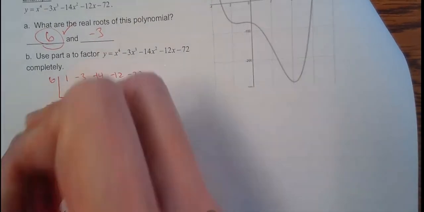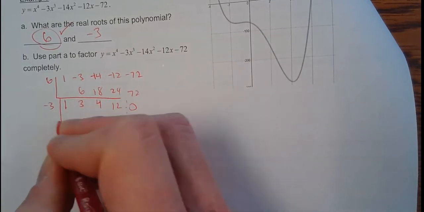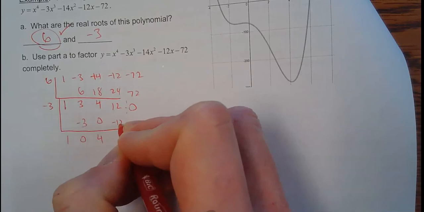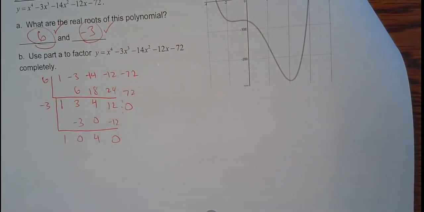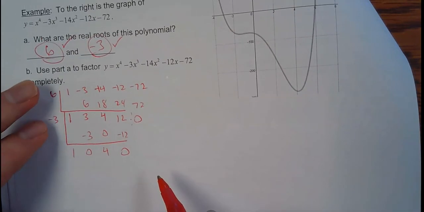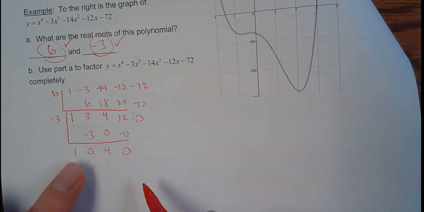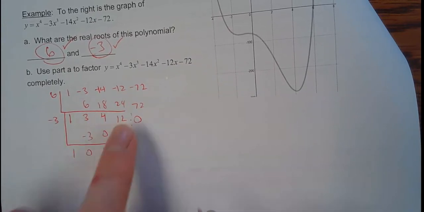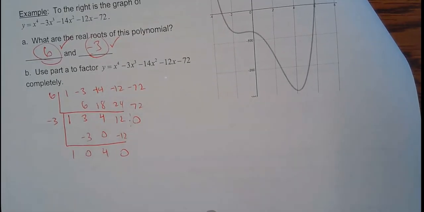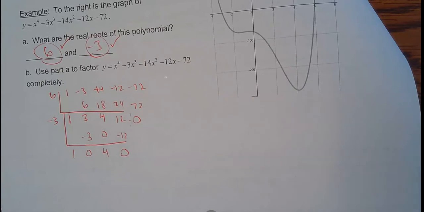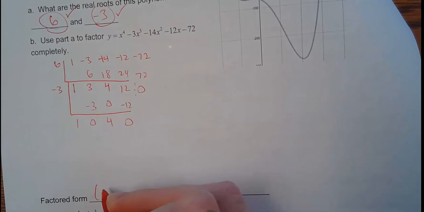Now I'm going to use -3. So drop the first number down. Add 0, 0, 4, -12, 0. So it turns out -3 was also a root. Now, what would happen if I did -3 first and then 6 second? I would still end up with 1, 0, 4, 0, but my intermediate numbers would be different. But in the end, I would get zeros on the end, and I would have found out the exact same thing I already found out here. So nothing new there.